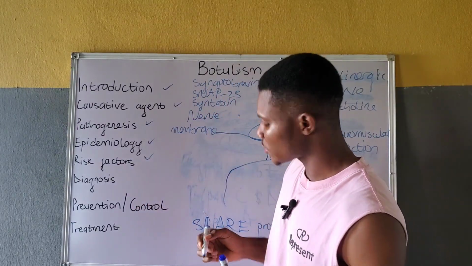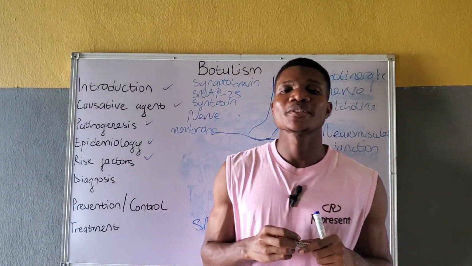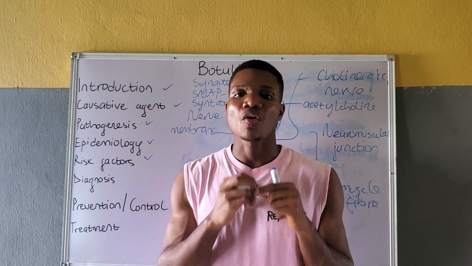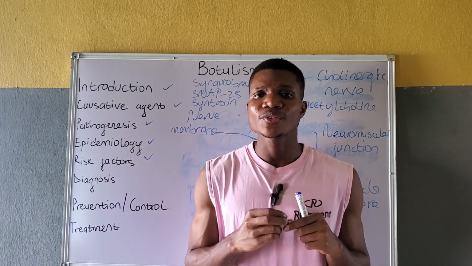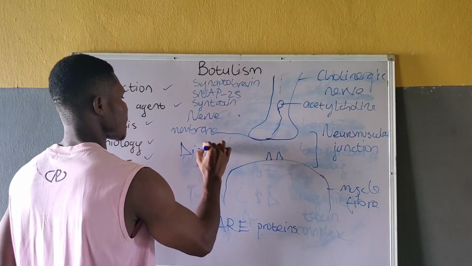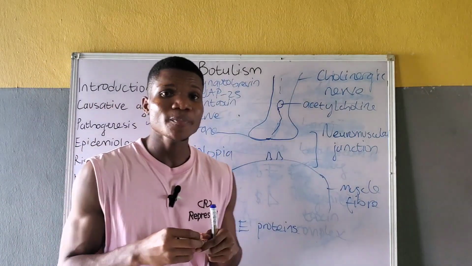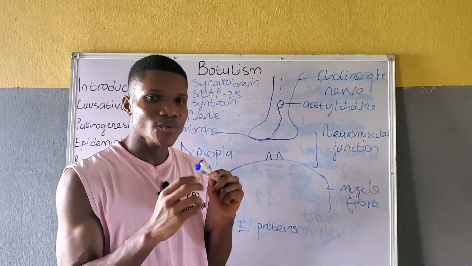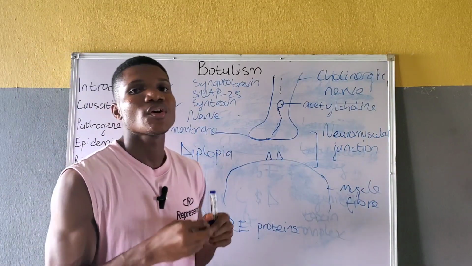Let's talk about the diagnosis of botulism. Botulism is primarily diagnosed clinically, but it is also supported by laboratory confirmation. Clinical features of early botulism include diplopia. Diplopia is an ophthalmological condition that causes a single object to be seen double. That's what diplopia is, and it is a clinical feature of botulism.